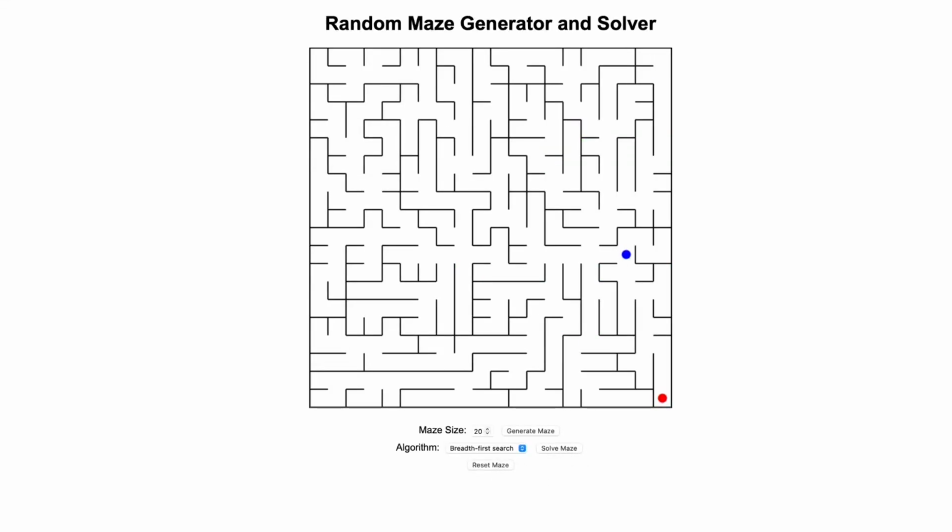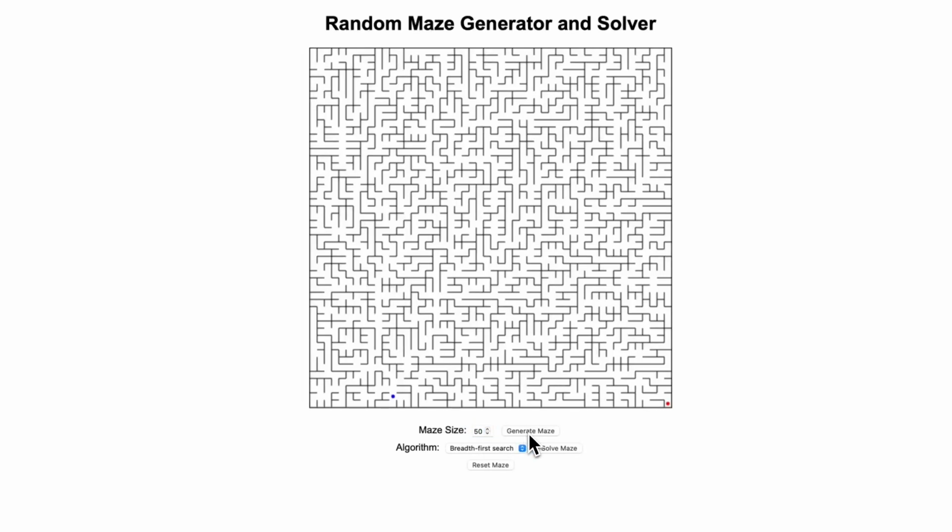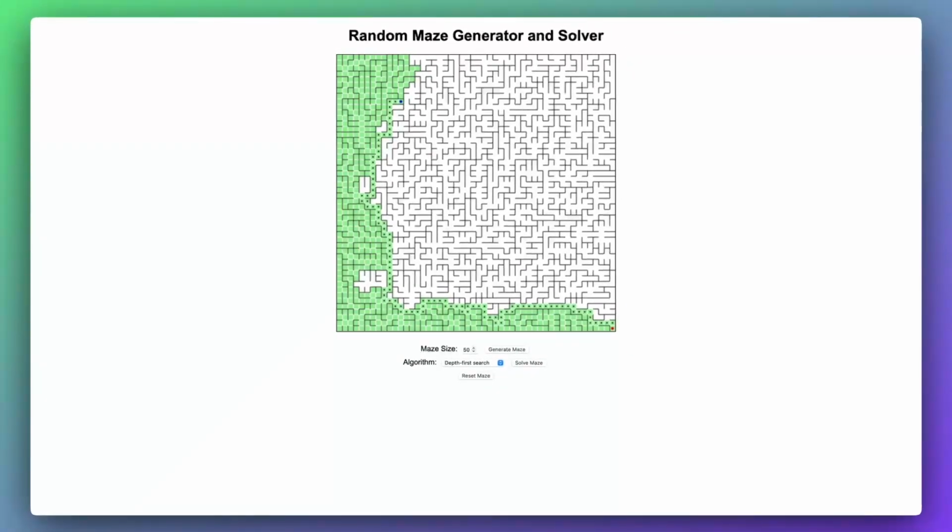Now let's make this a little more complicated. Let's make the maze 50 by 50 squares, and let's move the initial starting point further away. Now we can see how the depth-first search works through an interactive and visual representation.